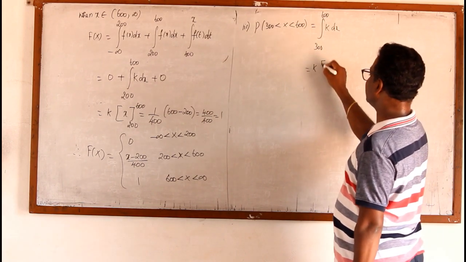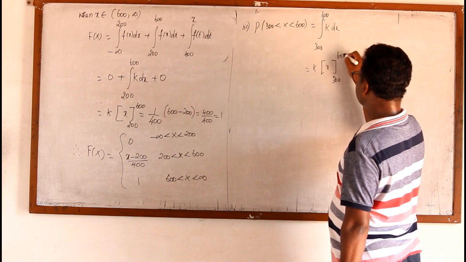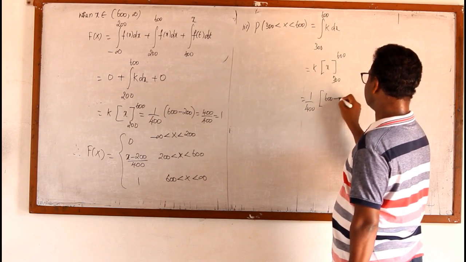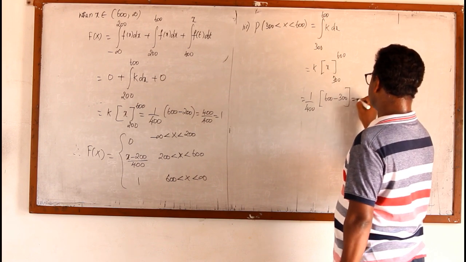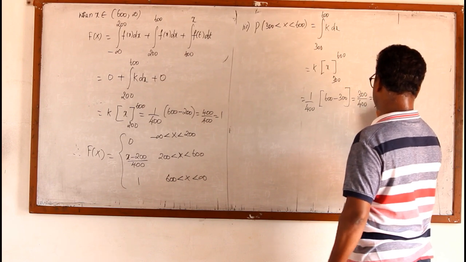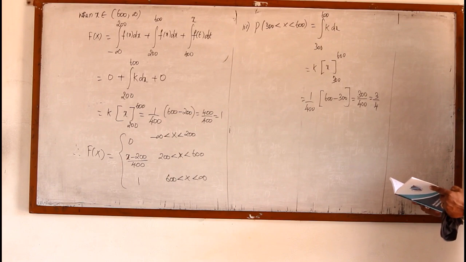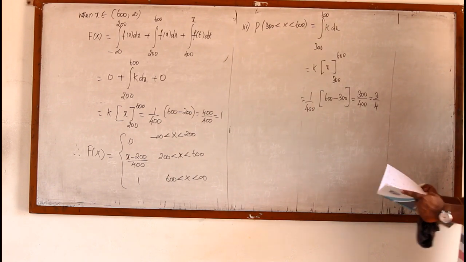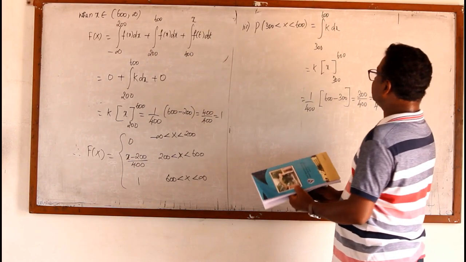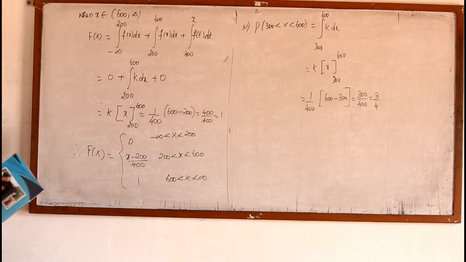So k can be taken out, integration of dx is x, from 300 to 600. We know k value is 1 by 400 and it is 600 minus 300. So it is 300 by 400. So answer is 3 by 4. 3 by 4 means it is 0.75. Result, this question is over. Now we shall pass on to the next question, fourth question.